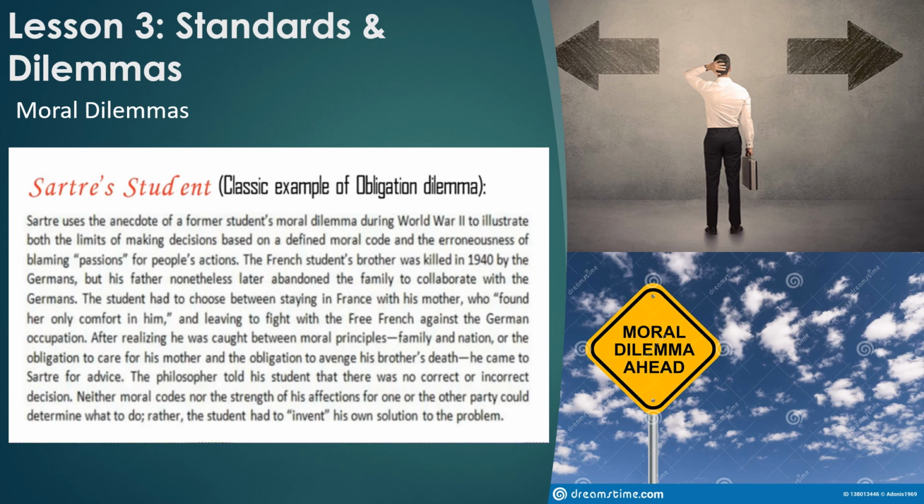After realizing he was caught between moral principles, of family and nation, or the obligation to care for his mother and the obligation to avenge his brother's death, he came to Sartre for advice. The philosopher told his student that there was no correct or incorrect decision. Neither moral codes nor the strength of his affections for one or the other party could determine what to do. Rather, the student had to invent his own solution to the problem. On the other hand, the famous Sophie's Choice mentioned earlier is a classic example of prohibition dilemmas.